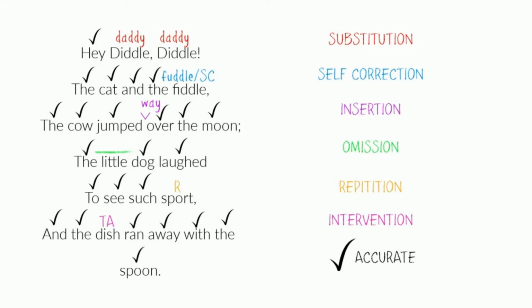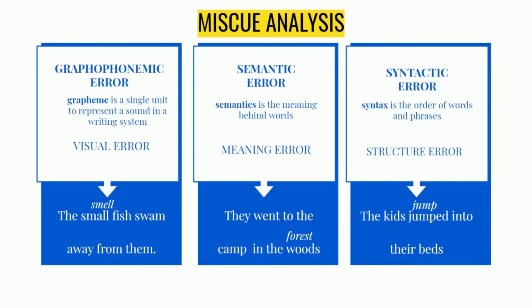So after completing the running record, you would then perform a miscue analysis for any patterns. These reading errors then fall into three groups, which are graphophonemic errors, semantic errors, and syntactic errors. So now let's take a closer look at the three errors that I just said.